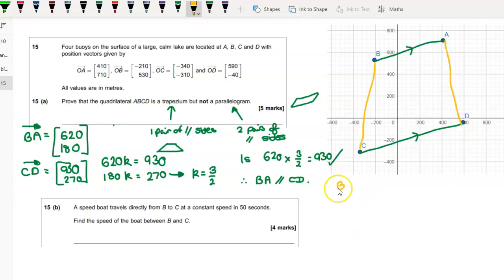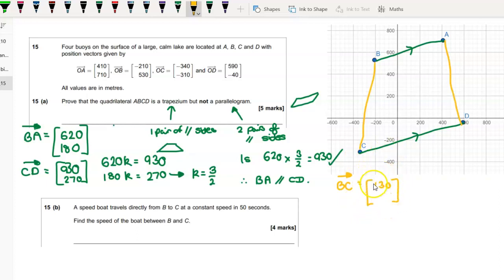Okay, so first of all, look for vector BC. We're going from minus 210 down to minus 340. So minus 210 minus minus 340 equals 130. Is this BC? No, that's CB, isn't it? So C to B. Right, I'm going C to B. So I'm going 130 that way. Yep, 130 that way.